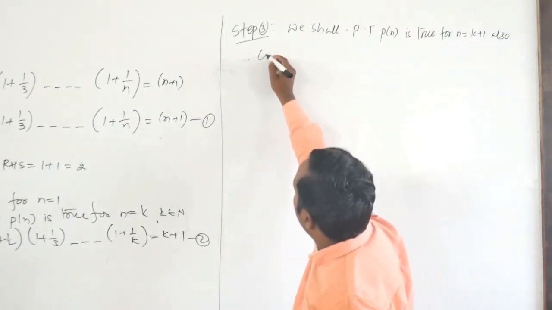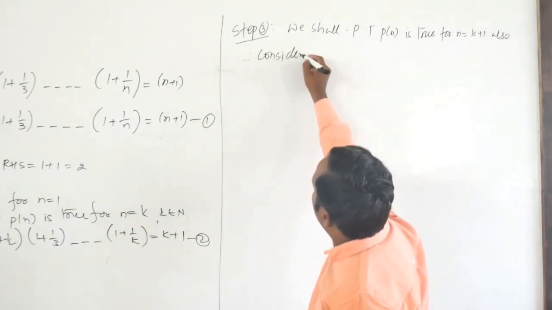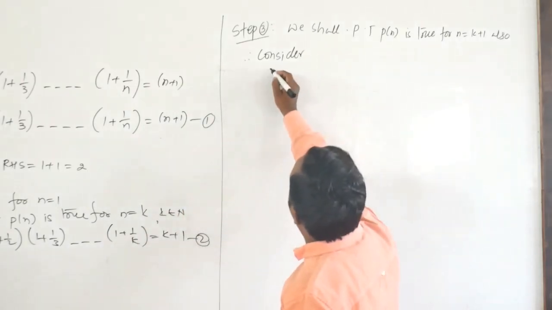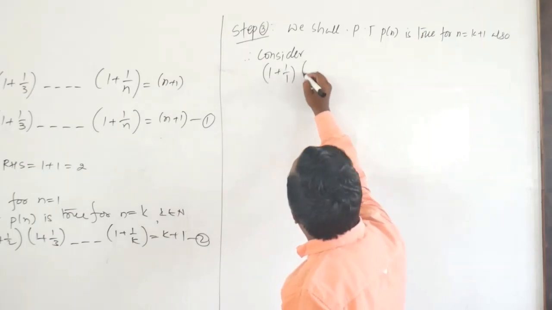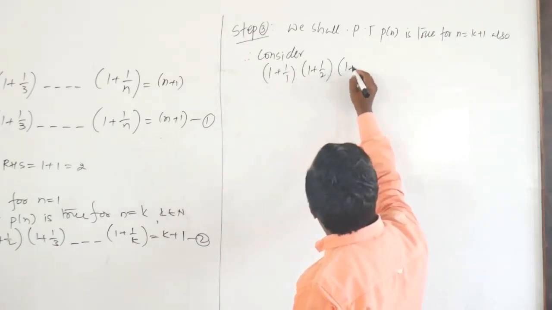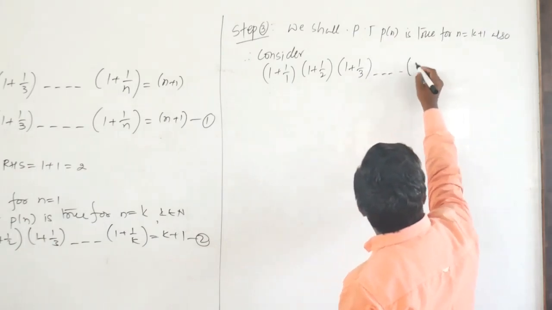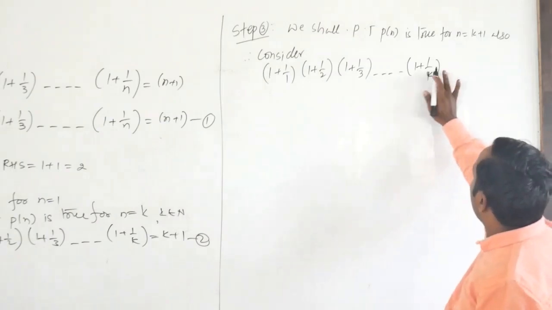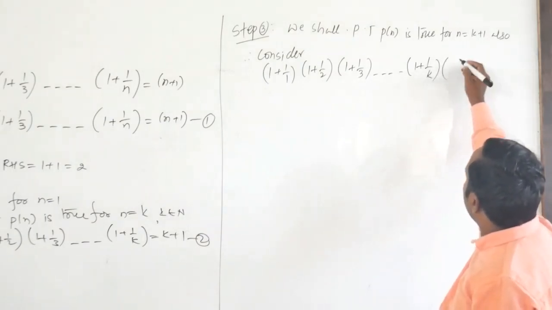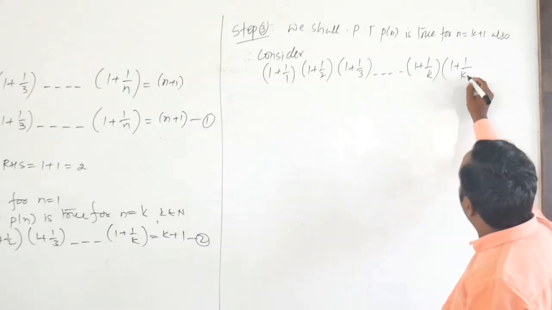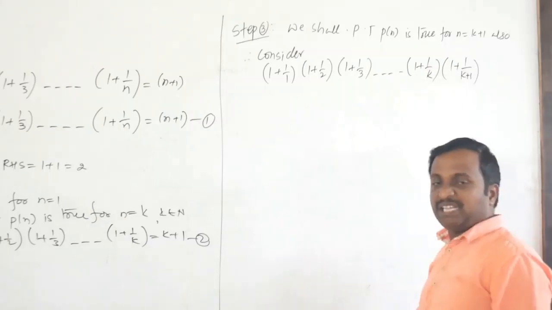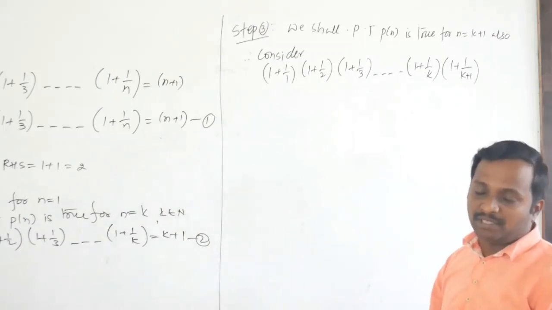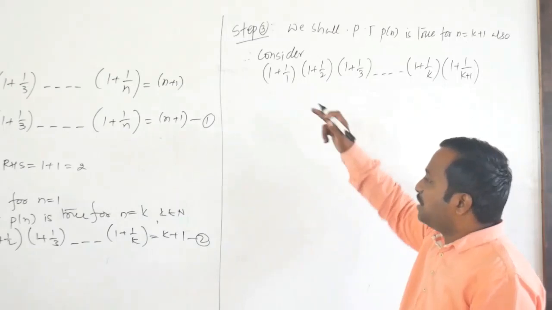So therefore consider n is k plus 1, the next term. What happens? 1 plus 1 by 1, 1 plus 1 by 2 into 1 plus 1 by 3 and so on, 1 plus 1 by k. What will be the next term? You can guess the next term. The next term is very important. We write into, then plus, 1 plus 1 by k plus 1. Similarly, the next term is 1 plus 1 by k plus 2, and the next is 1 plus 1 by k plus 3. So the 15th term is 1 plus 1 by 15.